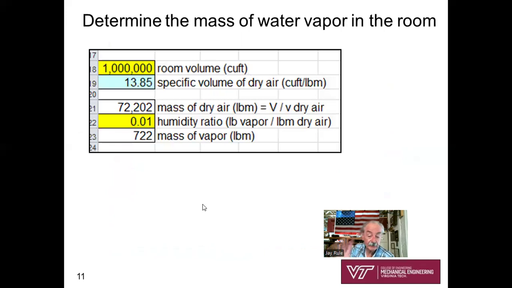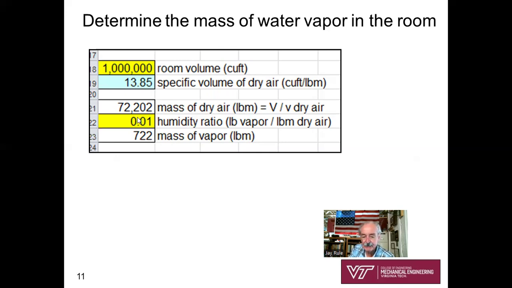Okay, so now we're done with the psychrometric chart. We've got some very simple computations to do. Our room volume is 1,000,000 cubic feet. We found from the psychrometric chart the specific volume of dry air is 13.85 cubic feet per pound mass. So we just used the definition of specific volume to get the mass of the dry air: 72,000 pounds mass. That's a high mass of air, isn't it? But it's a big, big lecture hall.